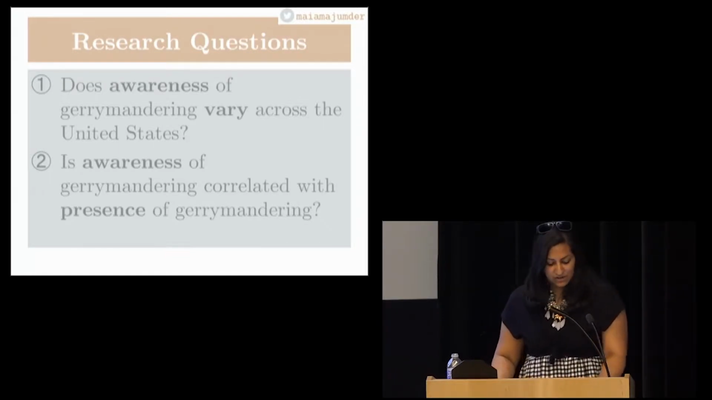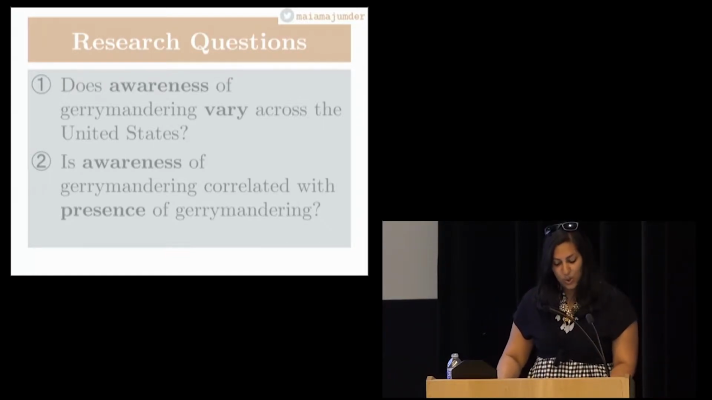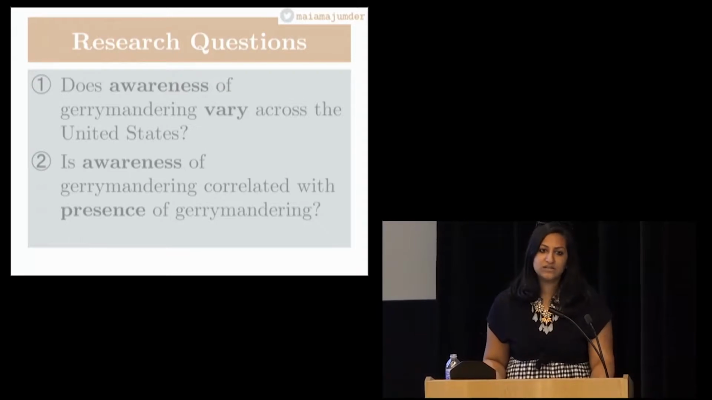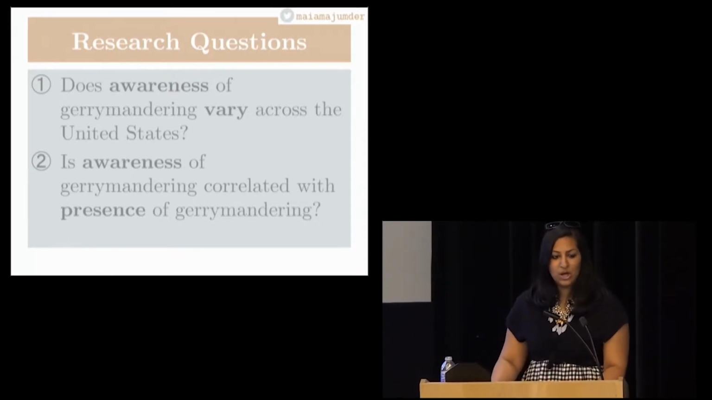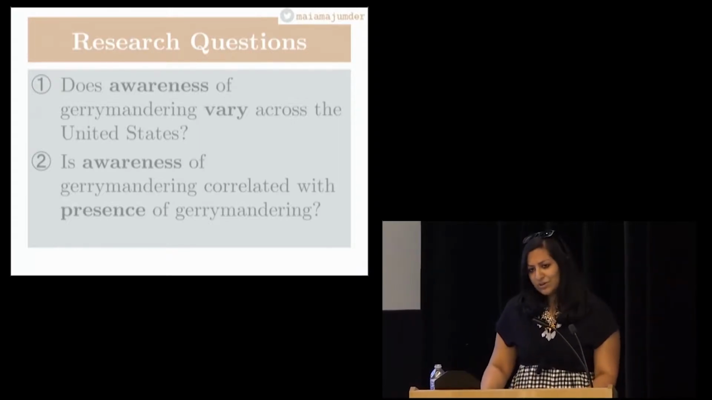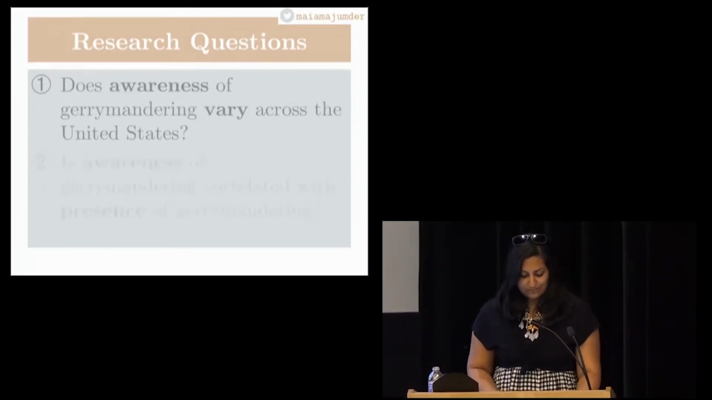And if it does vary, does awareness of gerrymandering correlate with presence of gerrymandering? So ideally, we would hope that the most affected areas, the areas that have the most gerrymandering, would also feature individuals that are most interested or aware of it. But the real question is, is that really the case or not?